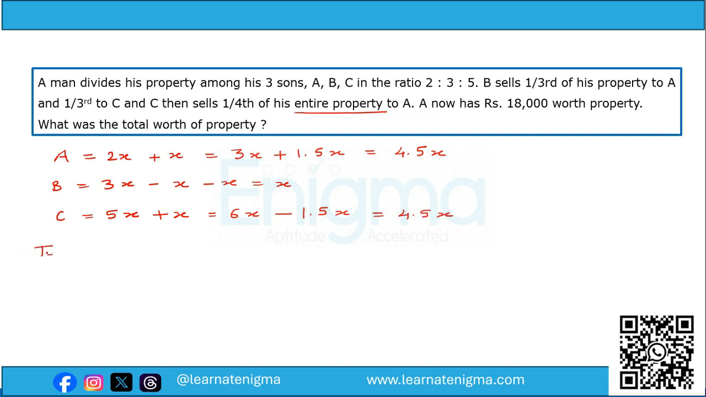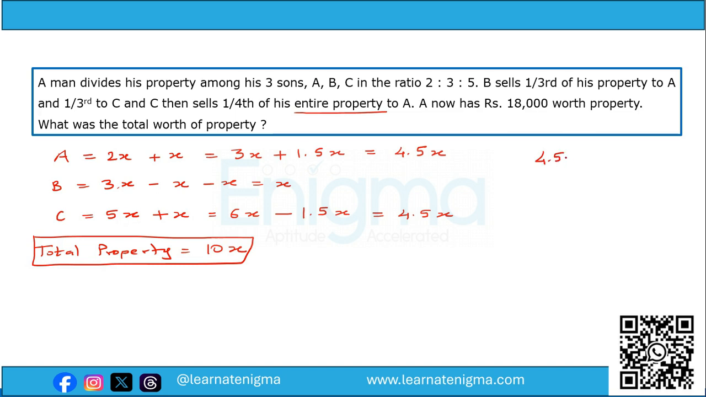Now from the initial data, we can see that the total property is worth 2x plus 3x plus 5x, that is 10x. Now it is given to us that A now has rupees 18,000 worth of property. So therefore 4.5x is equal to 18,000. So x is 18,000 divided by 4.5. That is, x comes out to be 4,000.